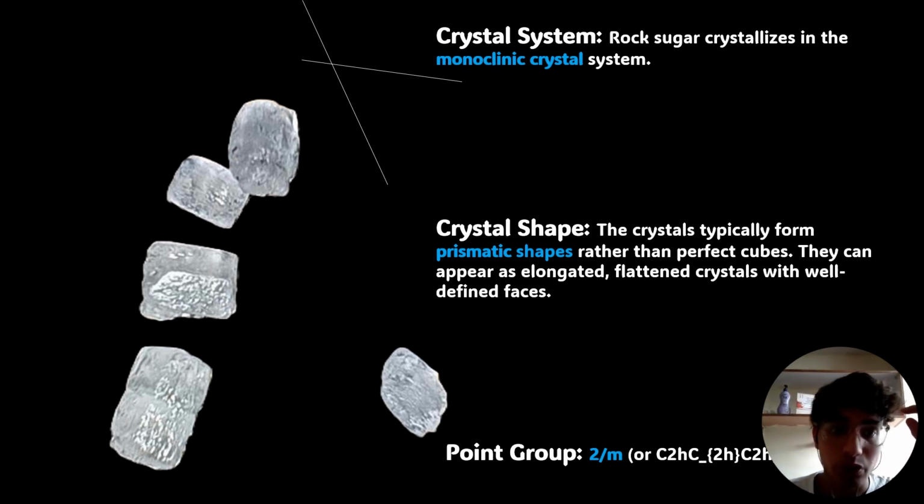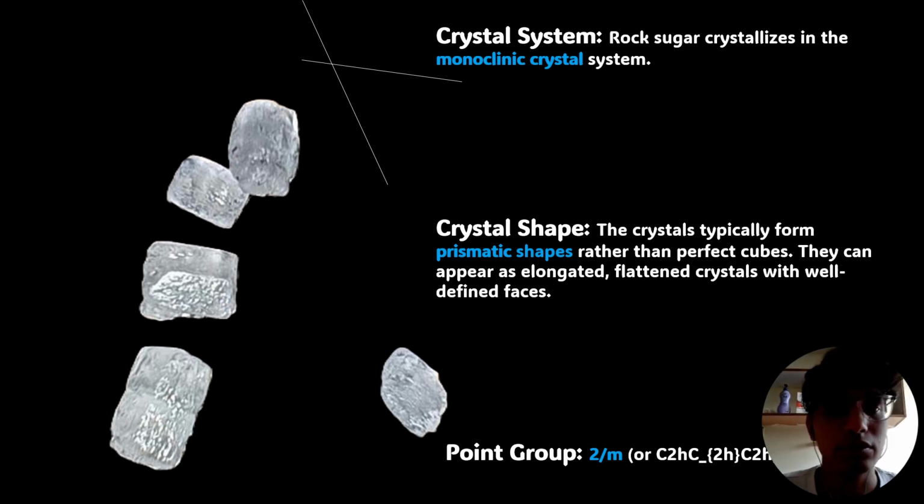So, the two-fold rotational axis: this crystal, like sugar or rock sugar, has a two-fold rotational axis, which means it can be rotated by 180 degrees about an axis and it will appear identical to its original configuration. This 180-degree rotation is the two-fold axis required by the point group 2/m.